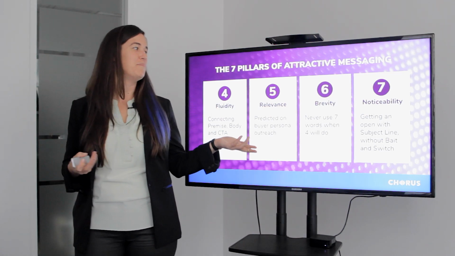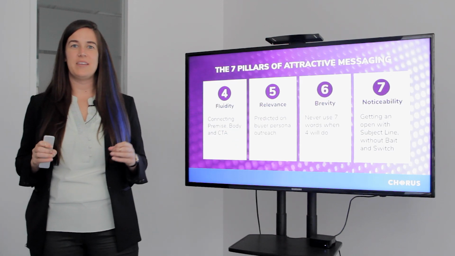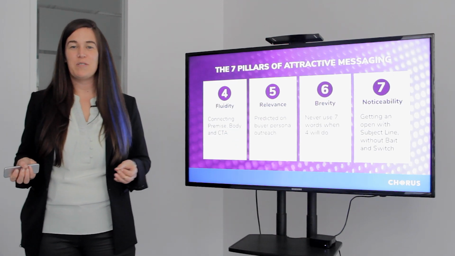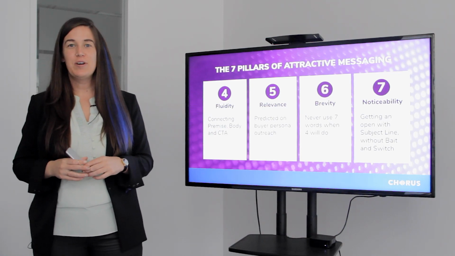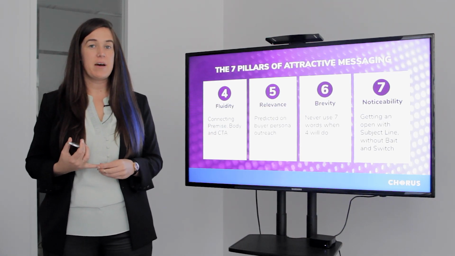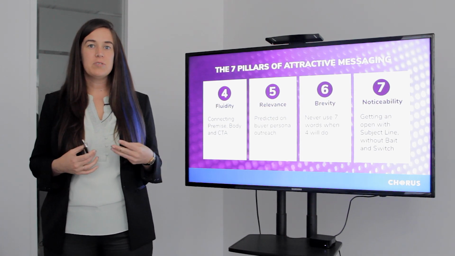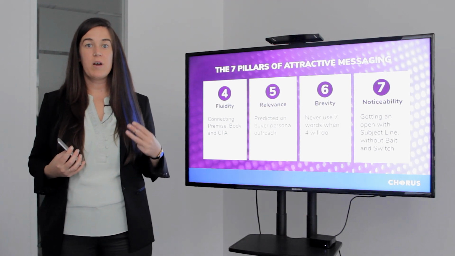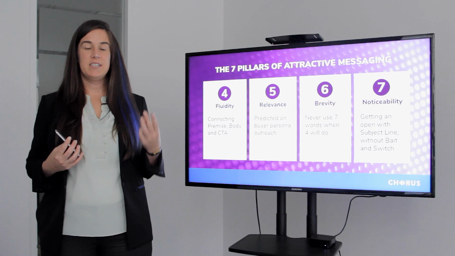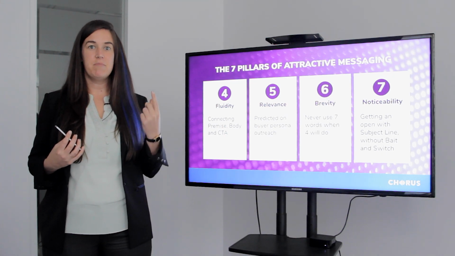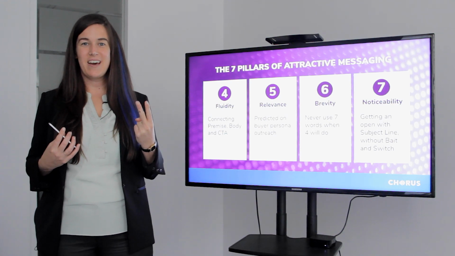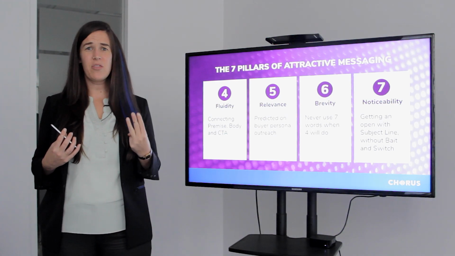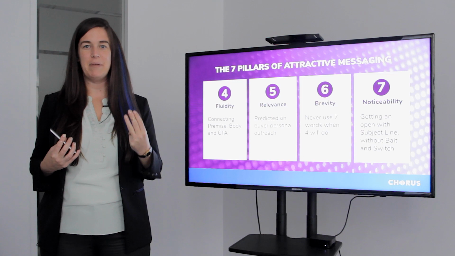The 6th is going to be brevity. Let's just pin it up with this: never use 7 words when 4 words will do. The 7th is going to be noticeability. Noticeability is all going to be about your subject line. The 3 rules, in my opinion, on a subject line: you're trying to get an email open, you're trying to miss the blocker or the spam alert on any kind of email filter, and the 3rd is you want to make sure that you're not a bait and switch.